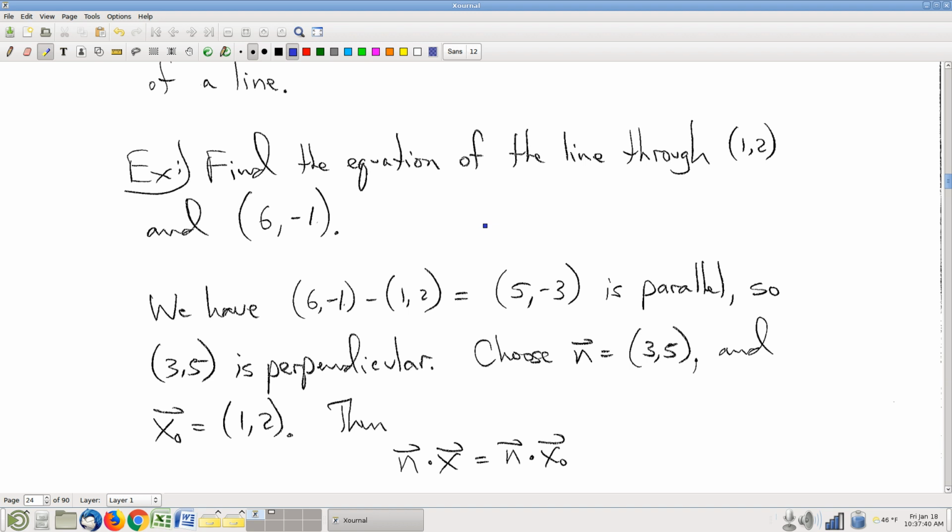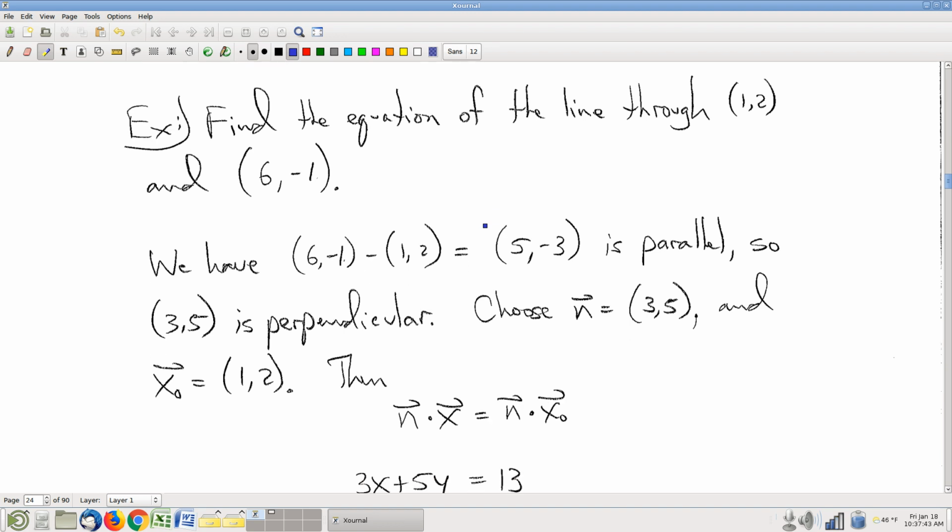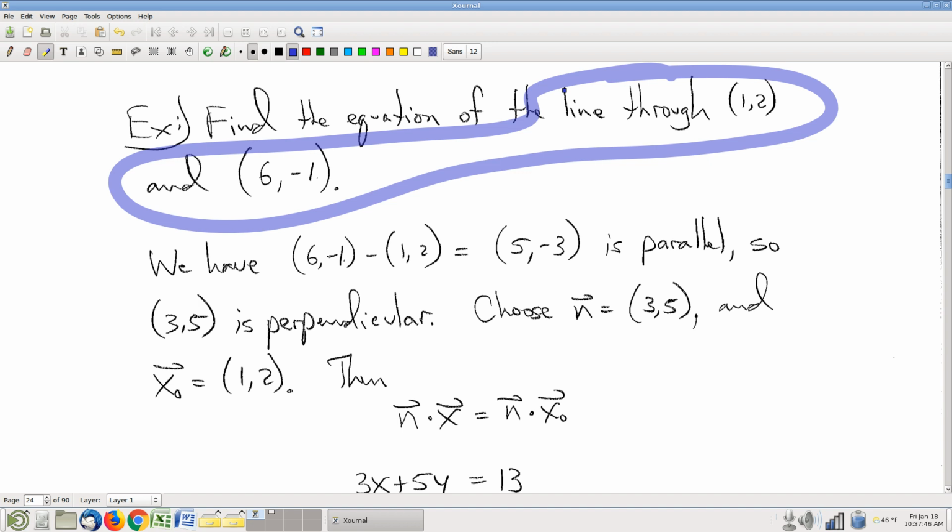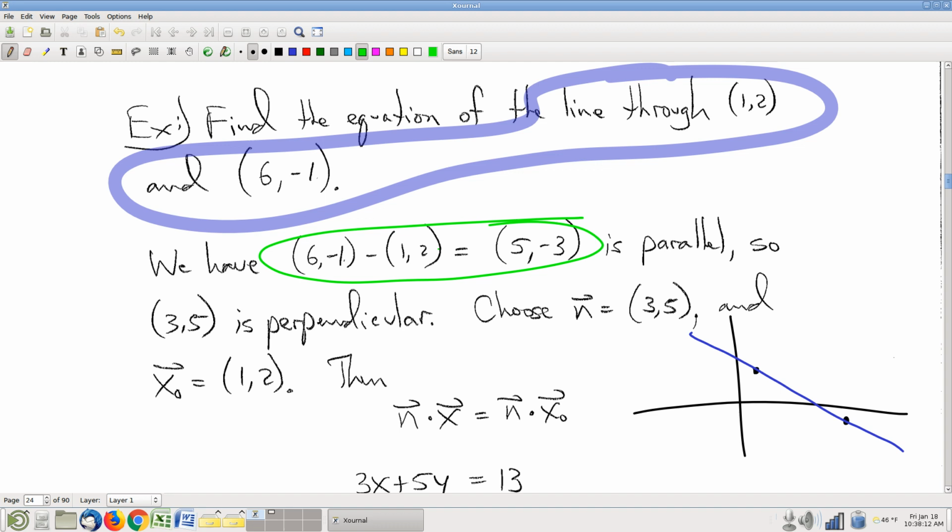All right, so an easy example. Suppose there's a line that goes through these two points in the plane, and let's see here. Just to have something to look at real quick: 1, 2 and 6, -1. So here's that line. How would I find the equation of that? Well, I can take the difference of those two points. That gives me that vector. That's clearly parallel to the line.